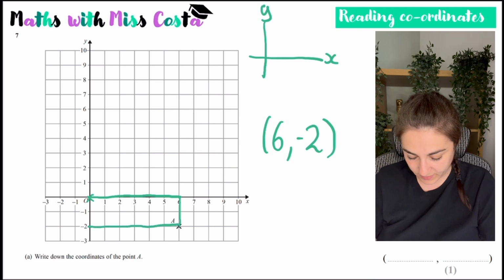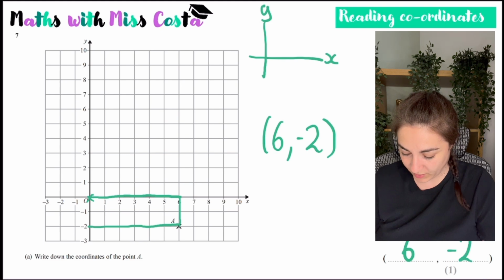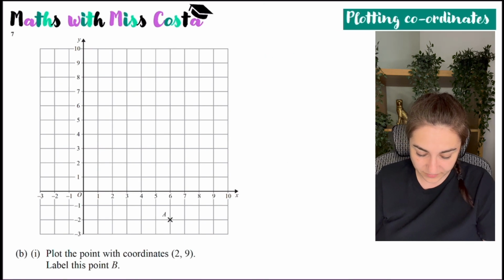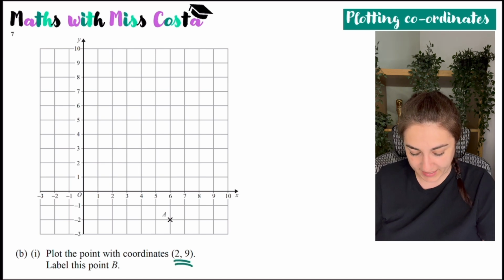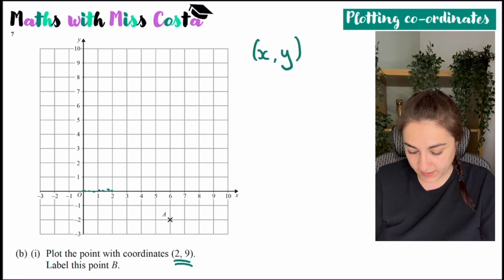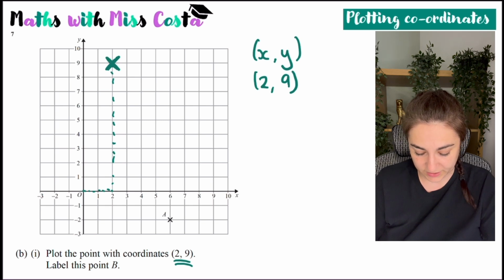I could draw that line there if I wanted to, but sometimes you just get to the point where you can look at the coordinate. The X coordinate is here, the Y coordinate is there. So it's 6, -2. Next, I need to plot the point with the coordinates 2, 9. So again, I go along the corridor to 2. The X coordinate is 2, the Y coordinate is 9. So along the corridor to 2, and then up the stairs to 9. So I'd plot it here at 2, 9, and label this point B.